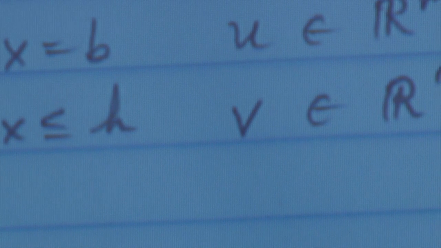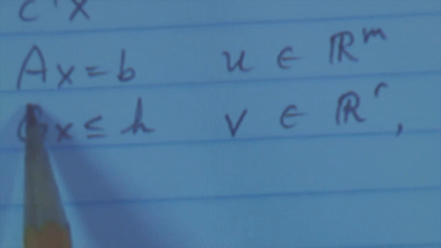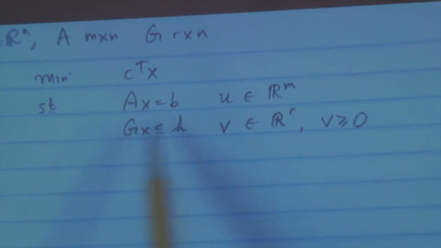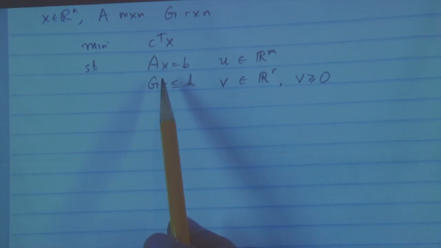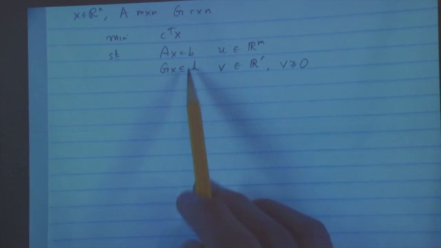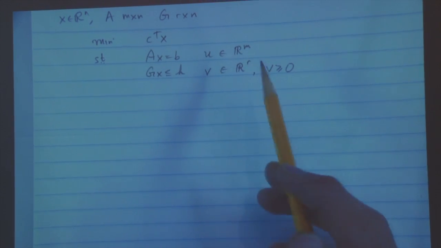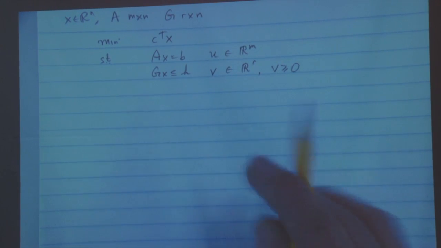To introduce those two blocks of dual variables, just like we did before, just introducing a dual variable for every constraint. This is actually m constraints: a_i transpose x is equal to b_i for every i between 1 and m. This is, again, actually r constraints. I'm just introducing a dual variable for each one of the constraints.